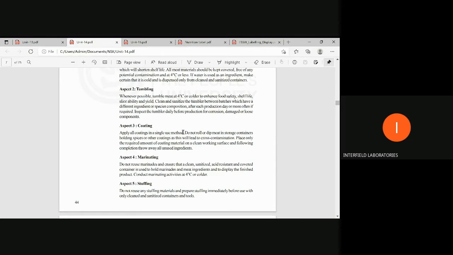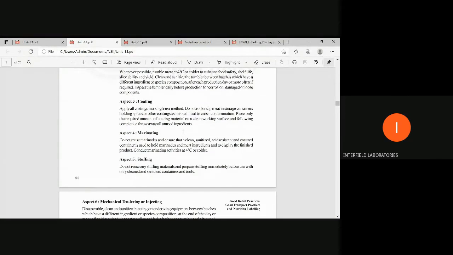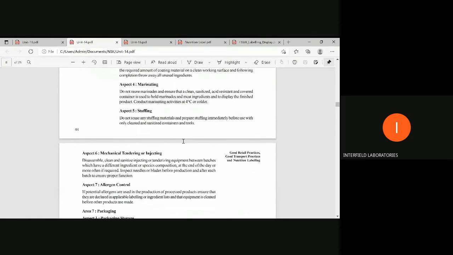Now marinating. Do not reuse marinades. Conduct marinating activities at 4 degrees Celsius or colder. The stuffing of meat. Do not reuse any stuffing material and prepare stuffing immediately before use only.